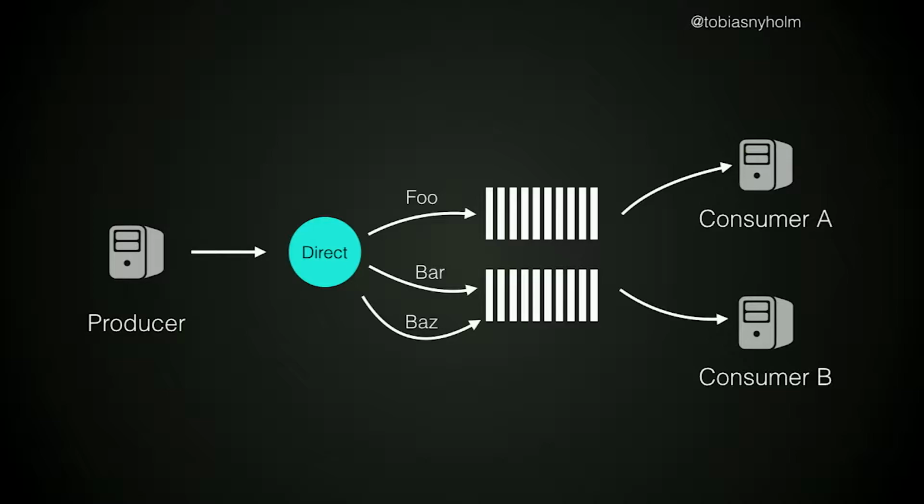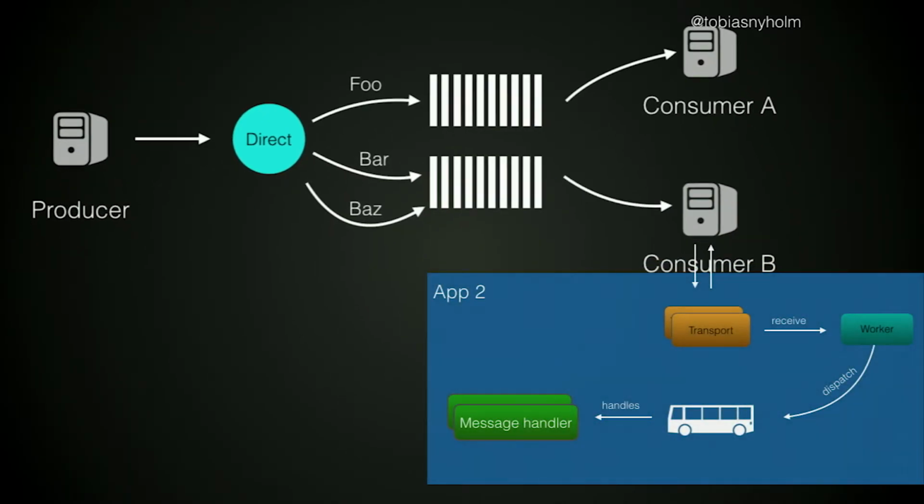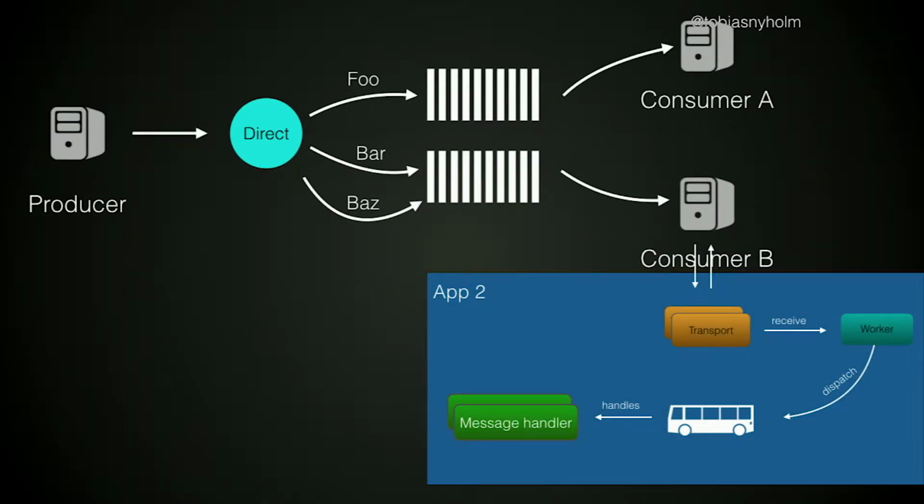If you have a complex queue setup where you're using different topics and you have multiple consumers and subscribers, this app 2 doesn't really care. This app 2 only reads from the queue. It doesn't need to know what your exchanges look like or how your exchange is configured.